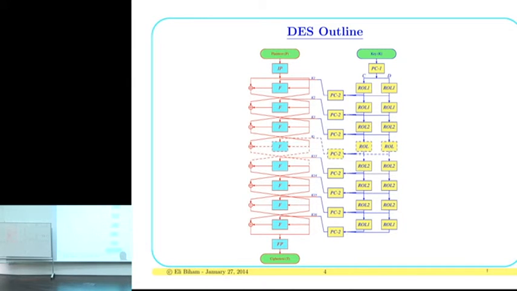But now, not every pair will suggest the real key. Actually, only 1 in 10,000 pairs will suggest the real key. So let's look at what we did before.